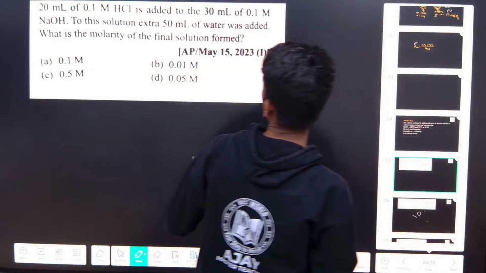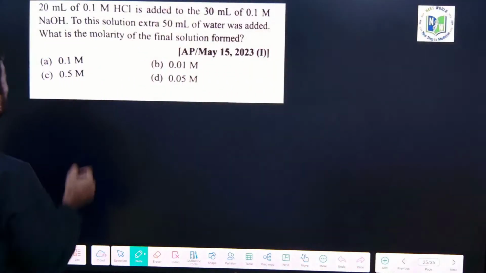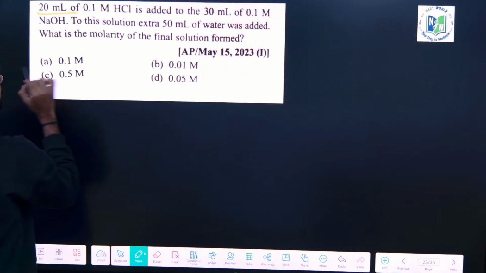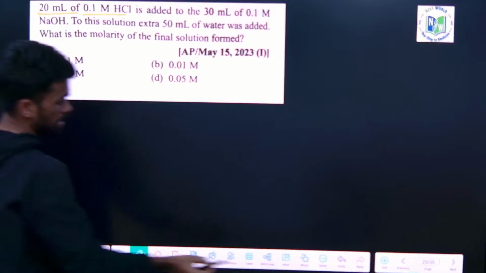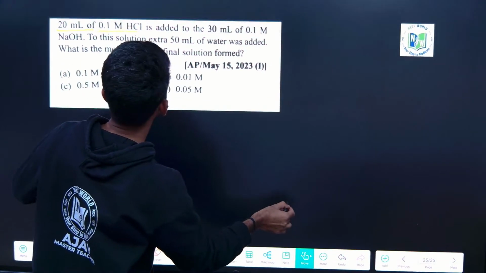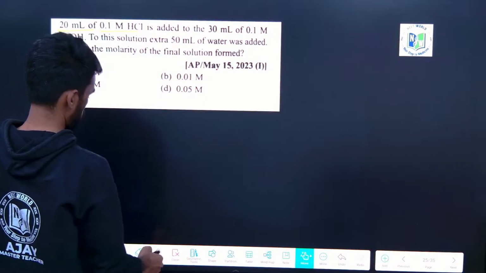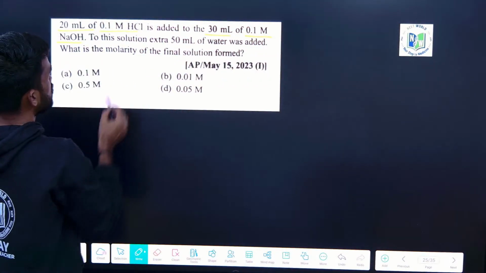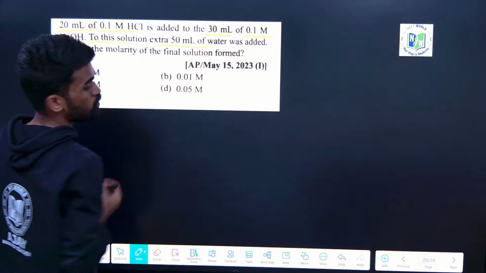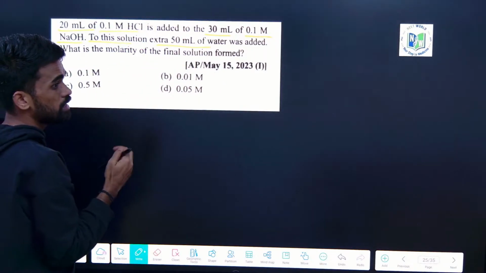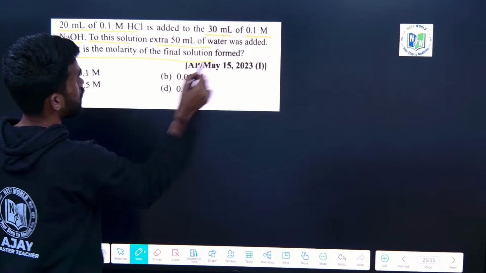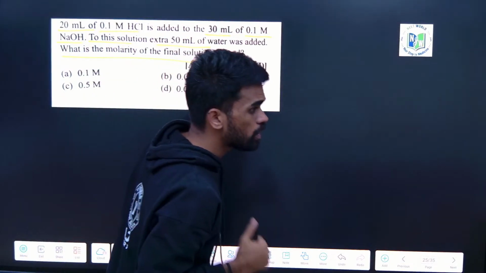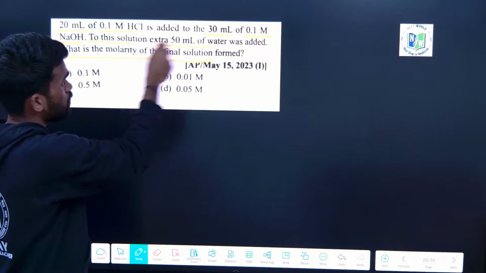Look here, 20 ml of 0.1 HCl solution is added to 30 ml of 0.1 NaOH. To this, an extra 50 ml of water is added. Then what is the resultant molarity of the solution formed? So how can you do this, tell me? Are they of the same nature? No.